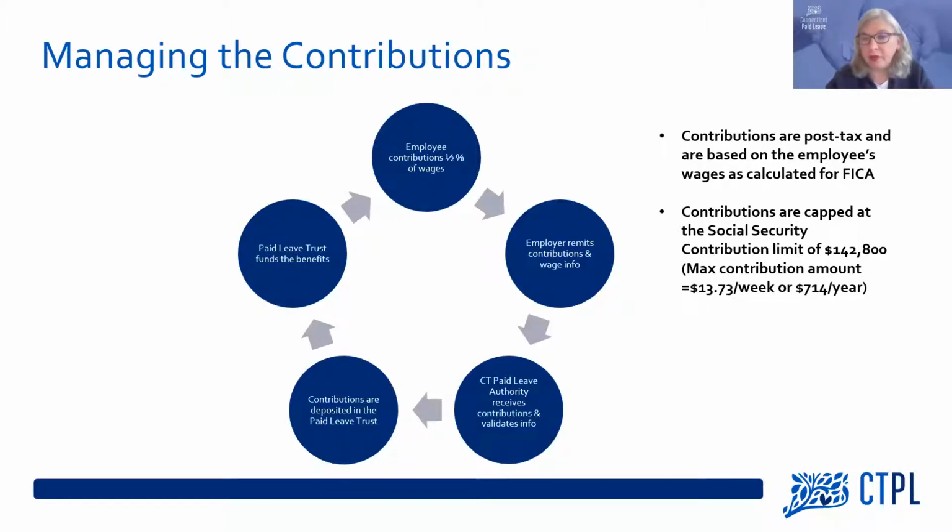The employee contributes 1/2 of 1% of their wages, and we're calculating the wages the same way you calculate employees' wages for FICA. And the reason we use that FICA number is because the contributions are capped at the Social Security contribution limit. So the employee is the one who has to put up the money, but the employer handles the paychecks. So they're responsible for taking the deductions and remitting those contributions with some minimal wage information to the authority on a quarterly basis.